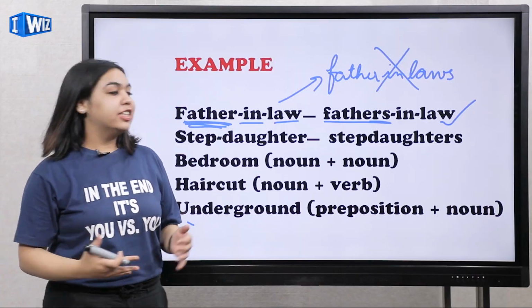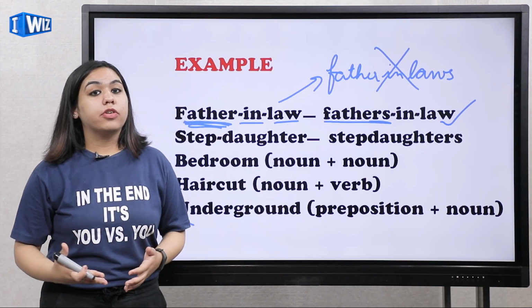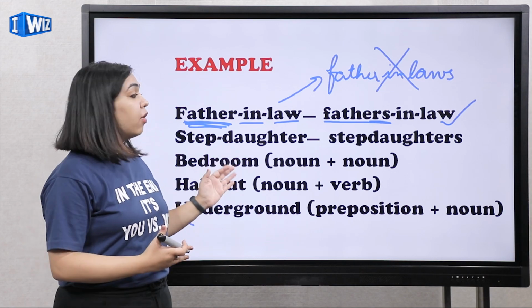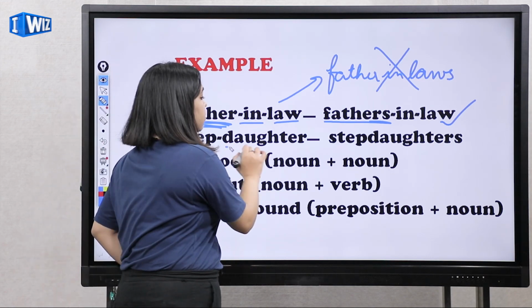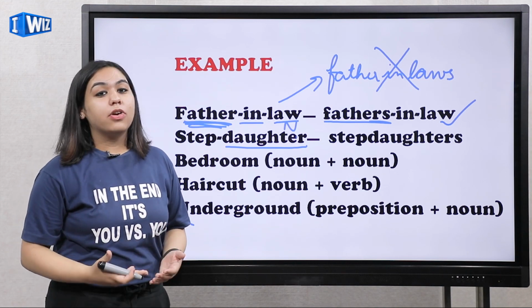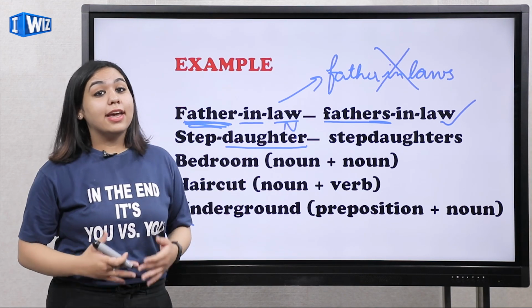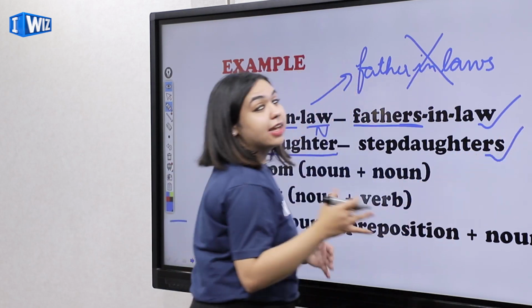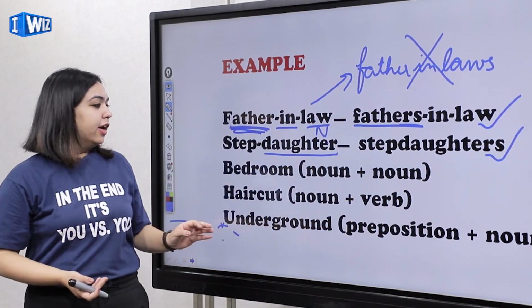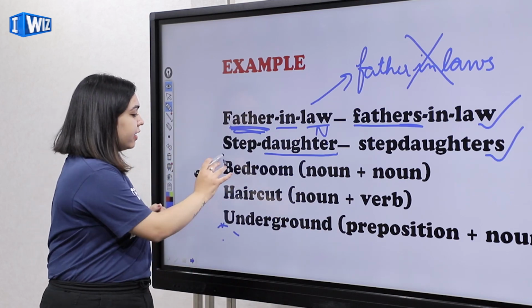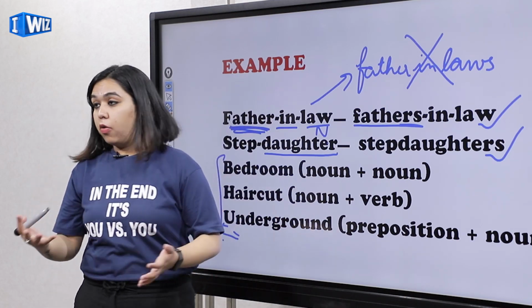Okay, moving on, stepdaughter. Come to think of it, stepdaughter. Now, which is the main noun here? Yes, daughter is the main noun. How are you going to make plural out of it? You are going to add s to daughter and it will become stepdaughters. Again, the right way. Okay, so I hope that this is clear to you. Now, these are some categories. These are different types of compound nouns.